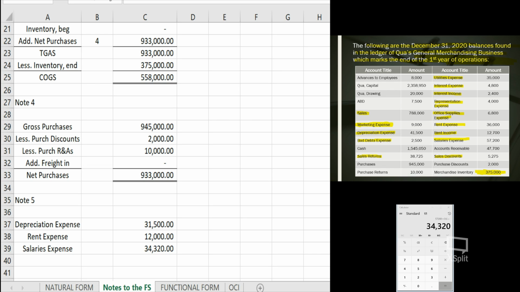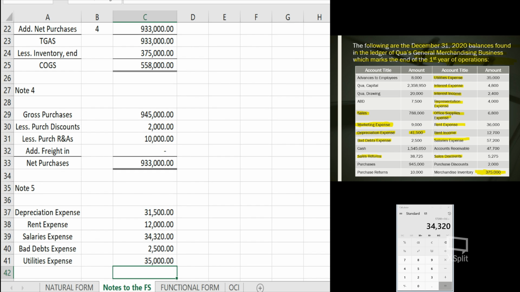Okay? Depreciation expense, we're done with this. Na-allocate na natin yan. Bad debts expense is a general and administrative expense. So, 2,500. What else? Utilities expense. Okay. Utilities expense, the problem was silent. So, we allocate all of it to general and administrative. If the problem is silent lang yun. Okay? Interest expense, mamaya yan sa finance costs. Hindi yan kasama. Representation, yun nga. Dun sa additional information, it will form part of our selling expense.